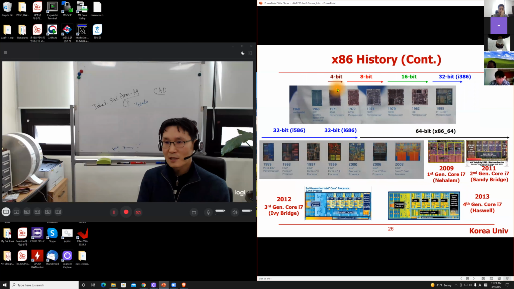So a 4-bit CPU back in 1971, an 8-bit CPU around this time, and a 32-bit CPU from 1985. From early 2000, roughly 20 years ago, Intel was introducing 64-bit CPUs. If you purchase a computer today, it is a 64-bit computer for sure, right?